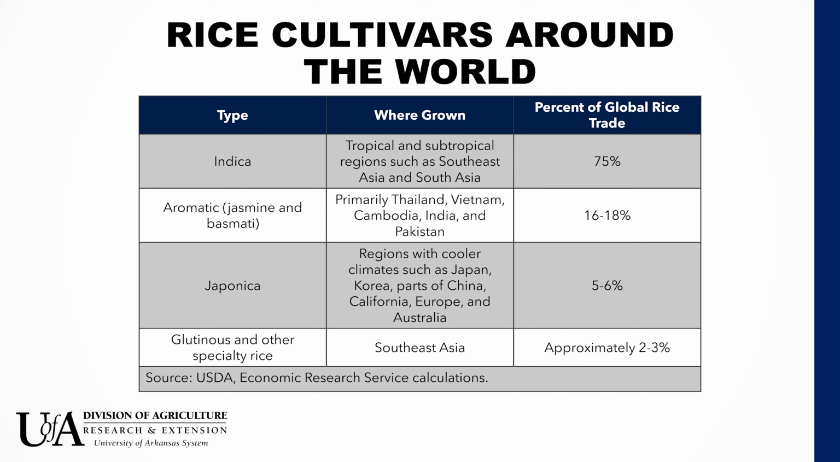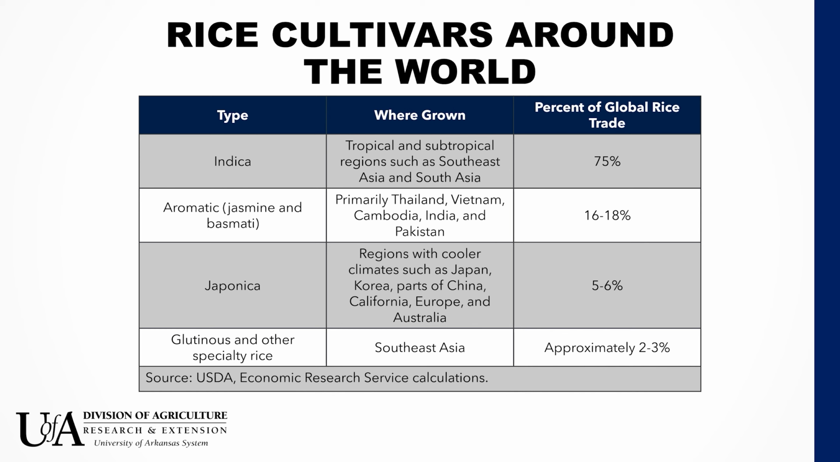First, we have the indica type of rice, which is pretty much grown in the tropical and subtropical regions, such as Southeast Asia and South Asia. The indica rice makes up about 75% of the global rice trade.